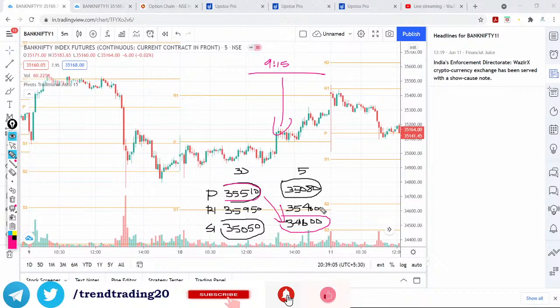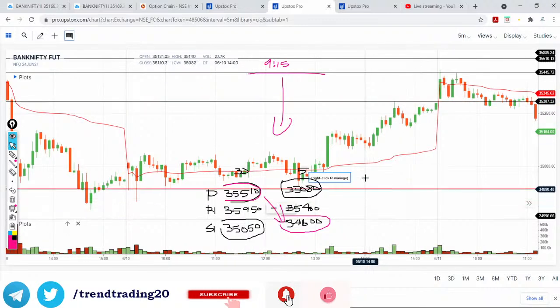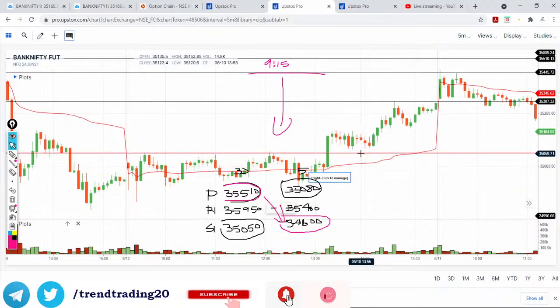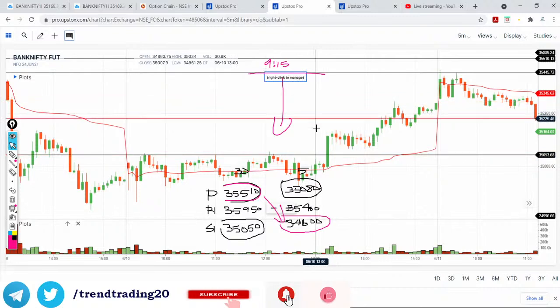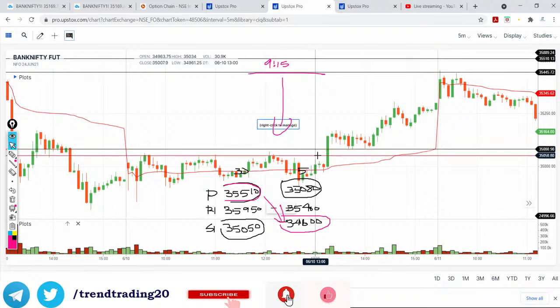Okay, so now what is the closest, second closest? 35,510 to 35,600. What we need to do? Mark down both the closest values on this trading session. First is 35,050 to 35,080, we are marking here. Somewhere here, a rough number I am marking.